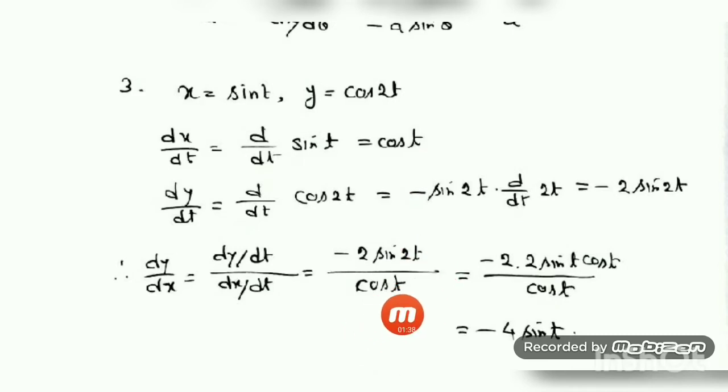Now we can stop the solution here, but as we know, sine 2t can be broken up in terms of t. So let us use the formula of sine 2a, which is equal to 2 sine a cos a. So sine of 2t will be equal to 2 sine t cos t. Then cos t will be cancelled from both numerator and denominator. Then the answer will be what? Minus 4 sine t. So here the question number 3 solution is completed.